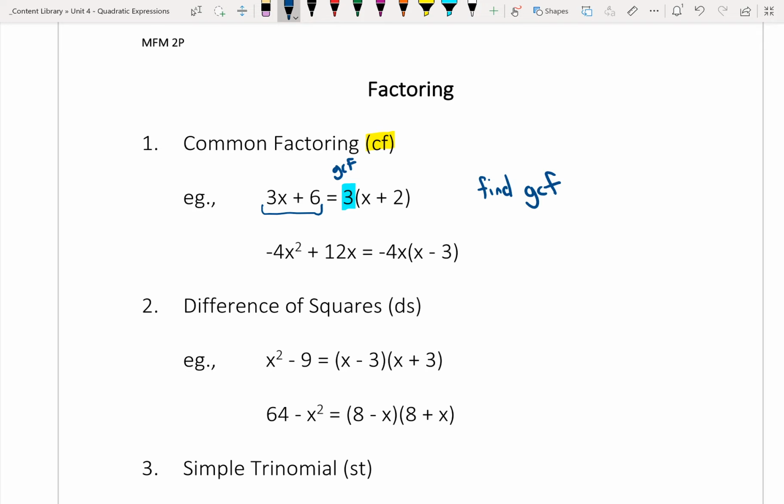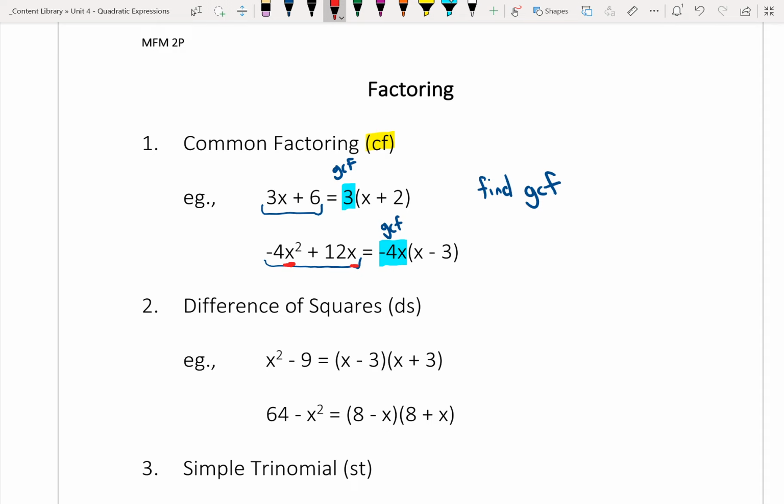We can see the same thing in the next example, where we have negative 4x squared plus 12x, and we found our greatest common factor to be negative 4x. Remember, a greatest common factor can also have a variable in it, because if we look back, that is common between the 4x squared and the 12x. The 4 is also common between 4 and 12.